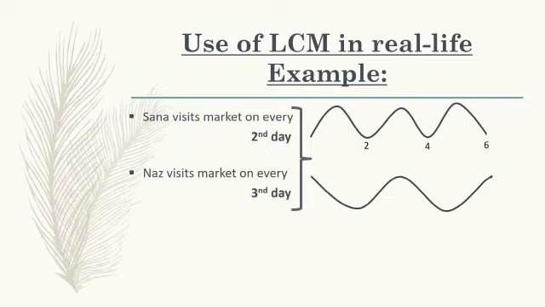And if we say Naz visits the market every third day, then definitely she will visit the market on the third day, sixth day, and so on. So on the sixth day they will meet each other, or we can say LCM of the 2 numbers 2 and 3 is equal to 6.